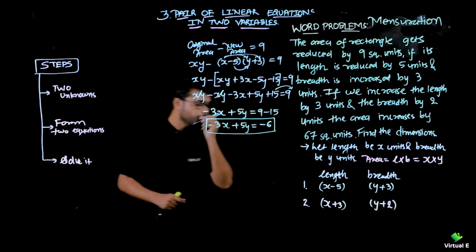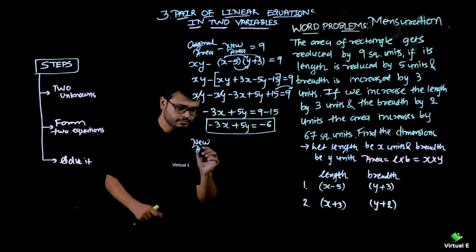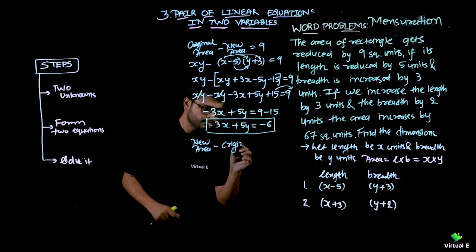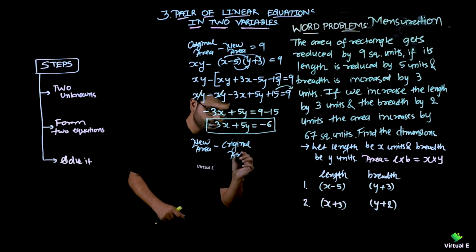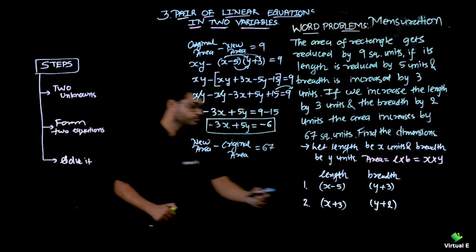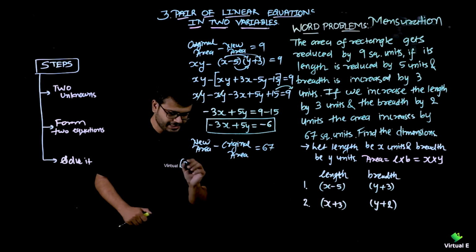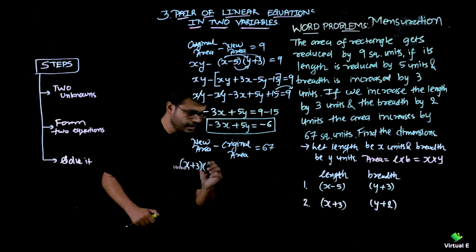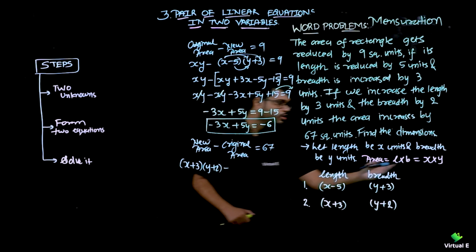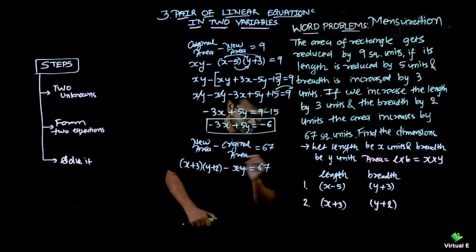It's given, we'll do new area minus original area will be what? 67. So new area is what? If I multiply these two, I will be getting the new area, that is x plus 3 and the other is y plus 2, minus original area, which is xy, and here 67 as it is.